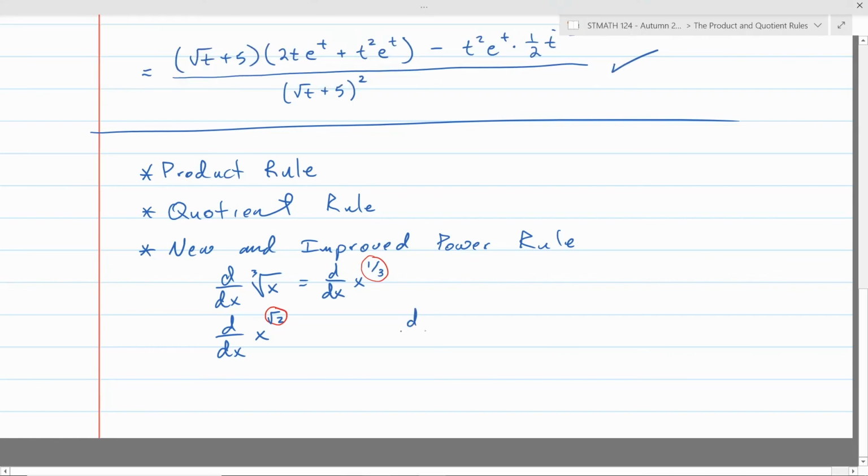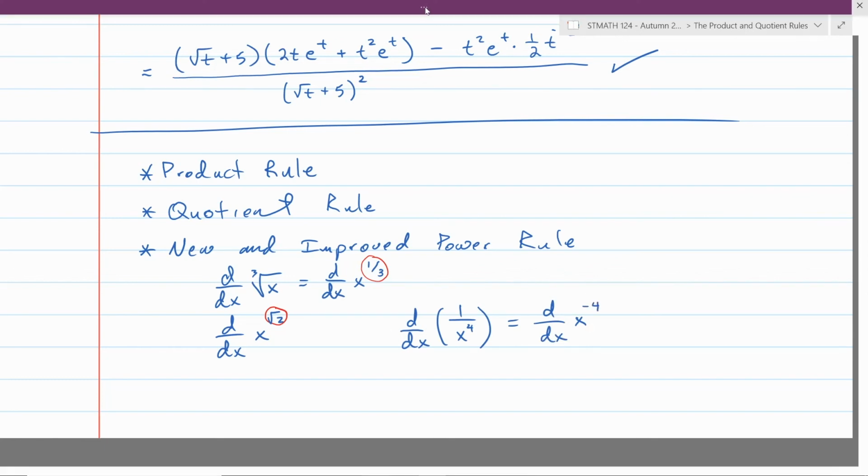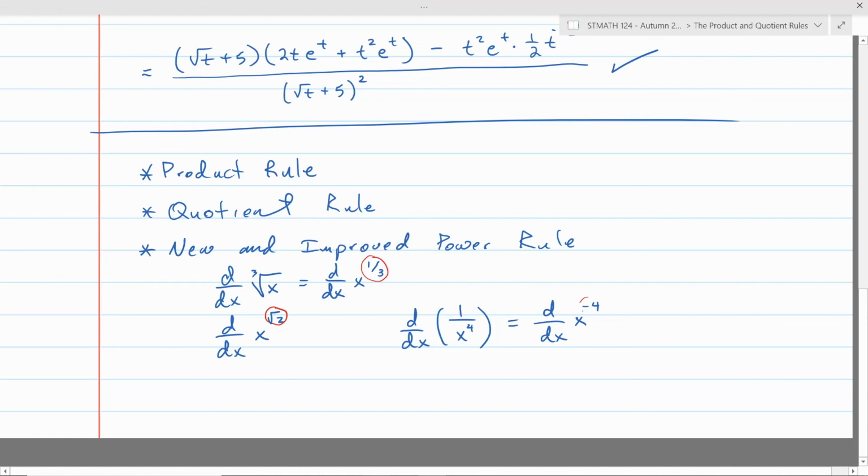Or it could involve negative numbers. So you could take the derivative of 1 over x to the 4th, because that's the same thing as taking the derivative of x to the negative 4th. And so your exponent there is negative. So our new and improved power rule can handle all of these, and it works the same way as the original one that we showed you. So that's what you learned today.